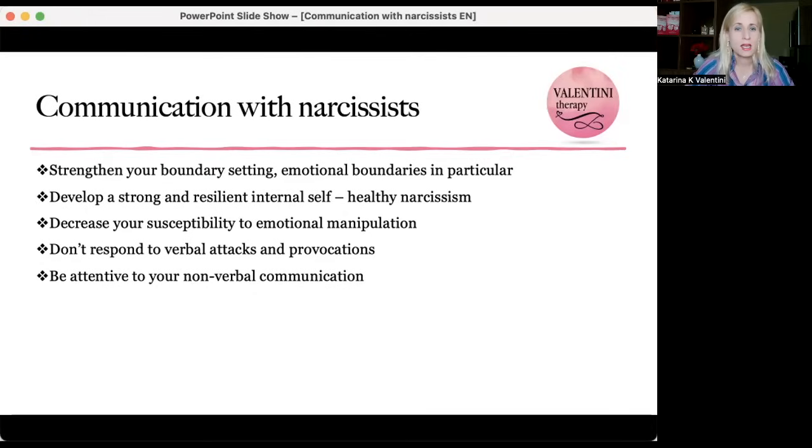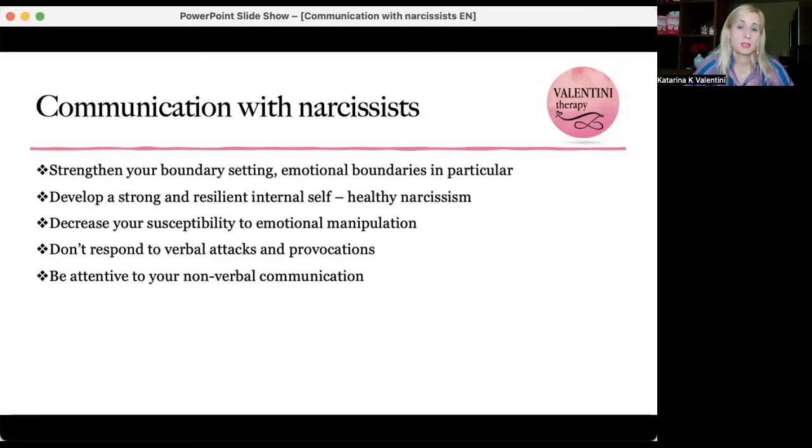Develop a strong and resilient internal self, or as we call it, a healthy narcissism. Don't let your sense of self-worth depend on your narcissist's beliefs about you. You need to develop a strong, solid sense of self. You need to know that you are good enough, that you are worthy as a person, that you are okay. Don't seek external validation for yourself.